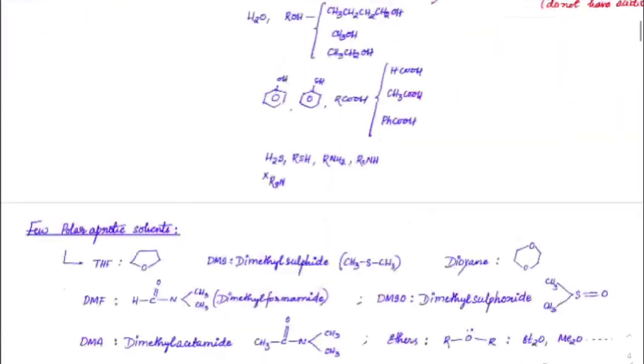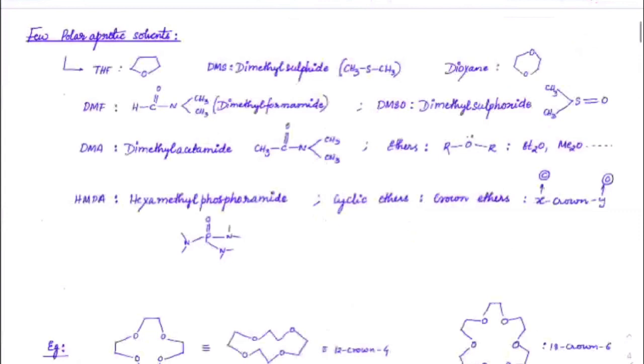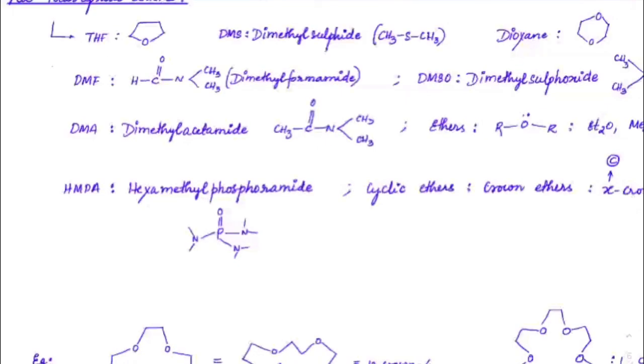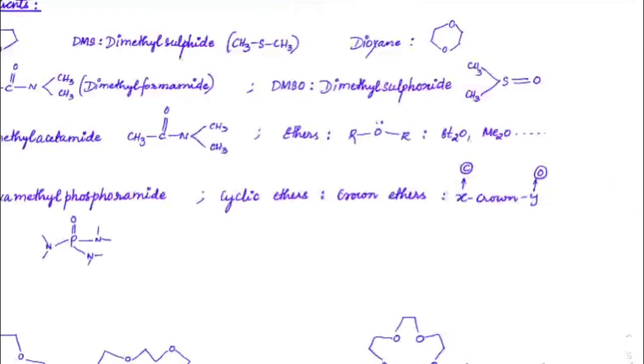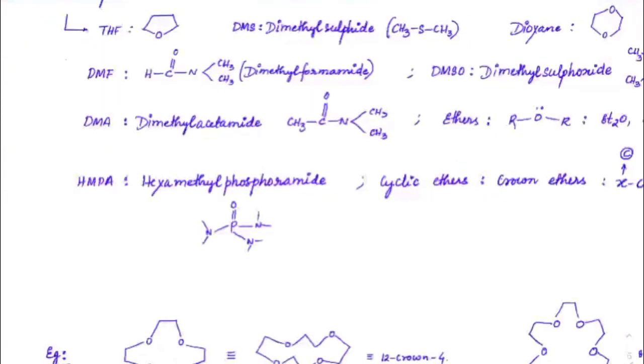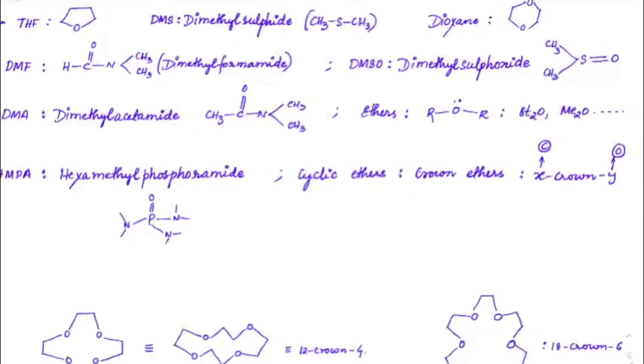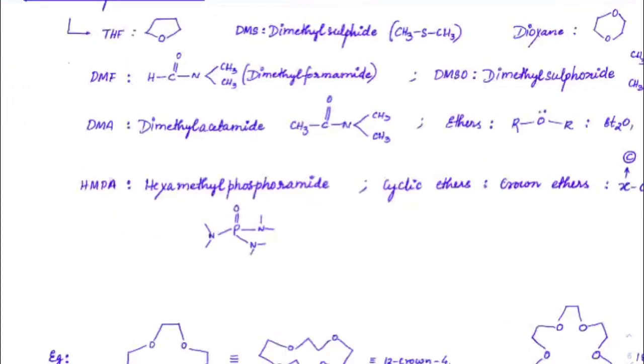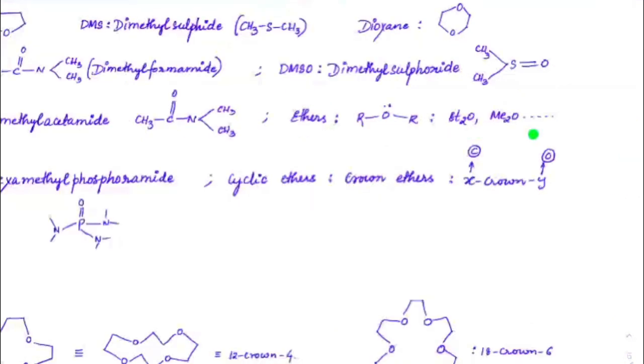Now when it comes to polar aprotic solvents, you can see the list here. THF, tetrahydrofuran, DMS, dimethyl sulfide. It is just a revision, everybody, just check it out. You know all of these solvents already. Dioxane, this is the structure of dioxane. DMF, dimethyl formamide. DMSO, I'm sure everybody knows DMSO, one of the very frequently used aprotic solvents. DMA, dimethyl acetamide. Similarly, we have all kinds of ethers.